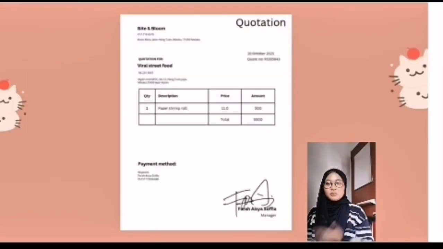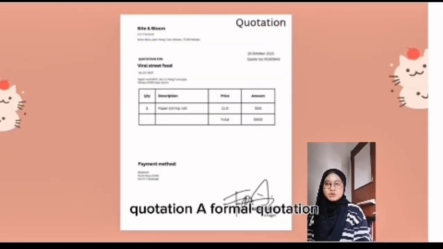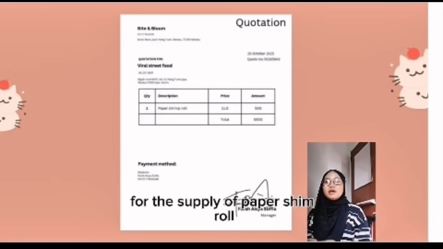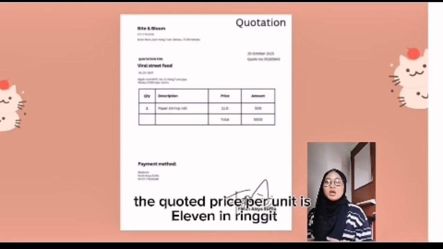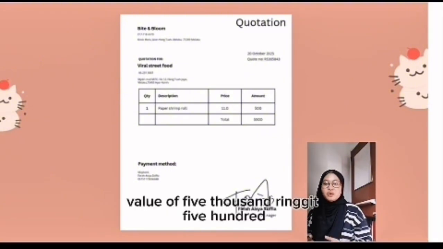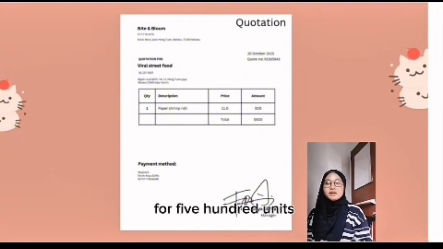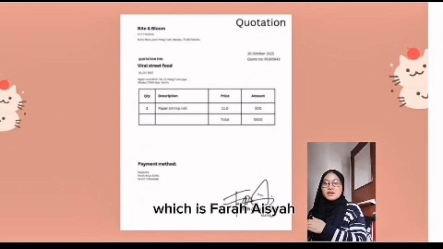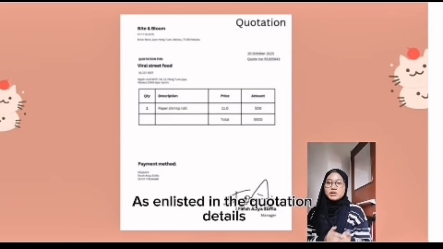Next, I will talk about the quotation. A formal quotation was issued to various street food vendors on 20 October 2025 for the supply of paper shim rolls. The quoted price per unit is 11 ringgit, with a total order value of 5,500 ringgit for 500 units. Payment is to be made to the Maybank account of Farah Aisha, as listed in the quotation details.